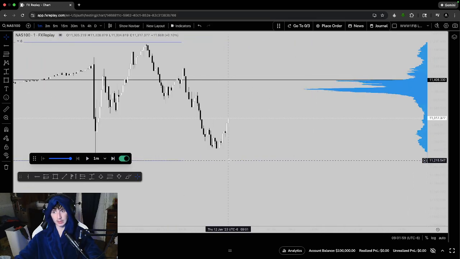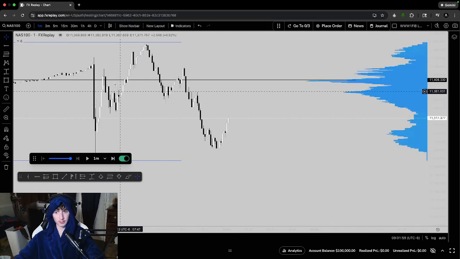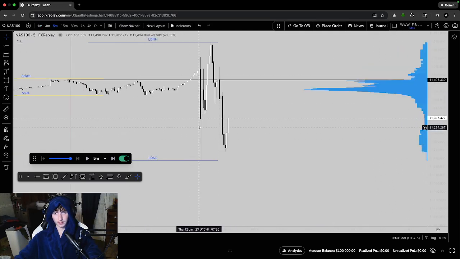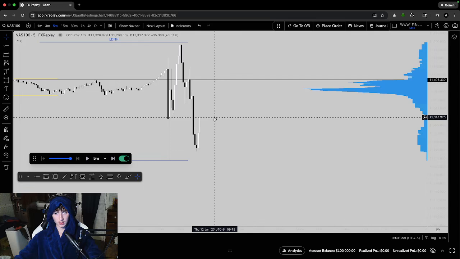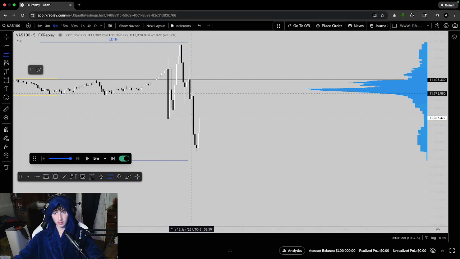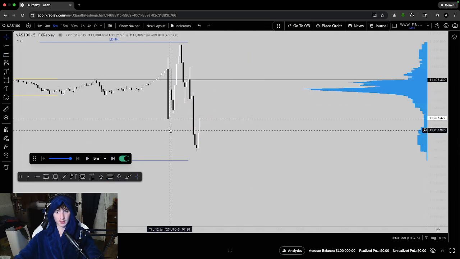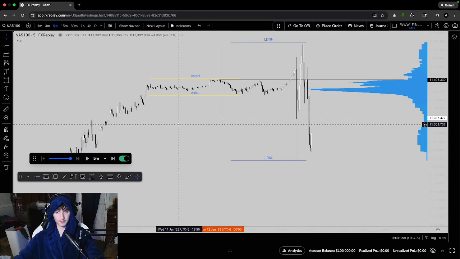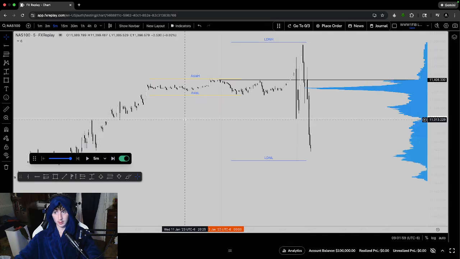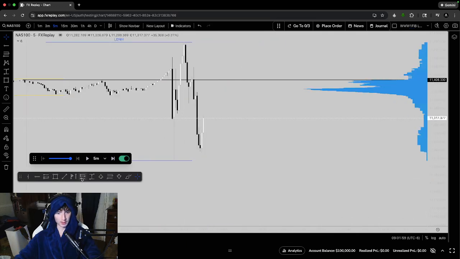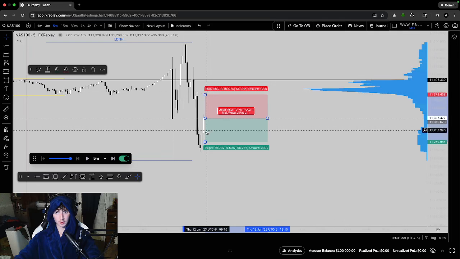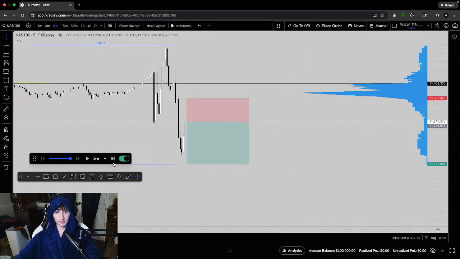Okay, this looks like really good shorts. Big low volume node right here. Honestly, I'll take a short right here. Yeah, I'll take a short right here. Target this low.